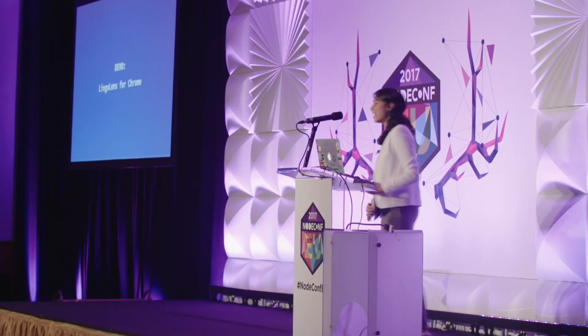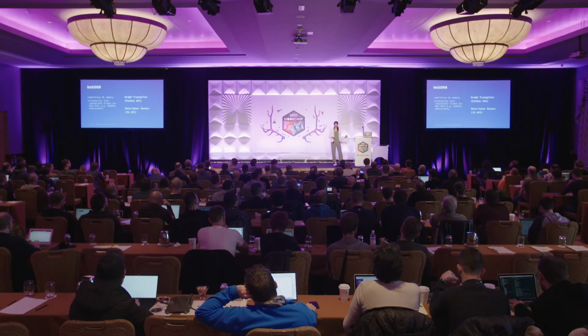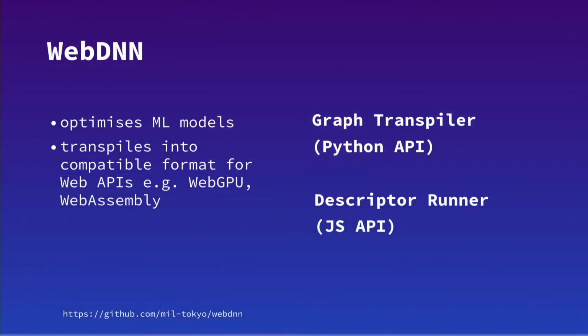Okay. So now you've seen it work, you're probably wondering, how does it work? Behind the scenes, this application uses something called WebDNN, so Web Deep Neural Networks. And this library offers two components. The first is a Python API, which takes a model defined in Python, converts it into a format which can run in the browser. And the second is a JavaScript API, which actually takes this model, converts it into a web-compatible format, and then runs it in the browser.